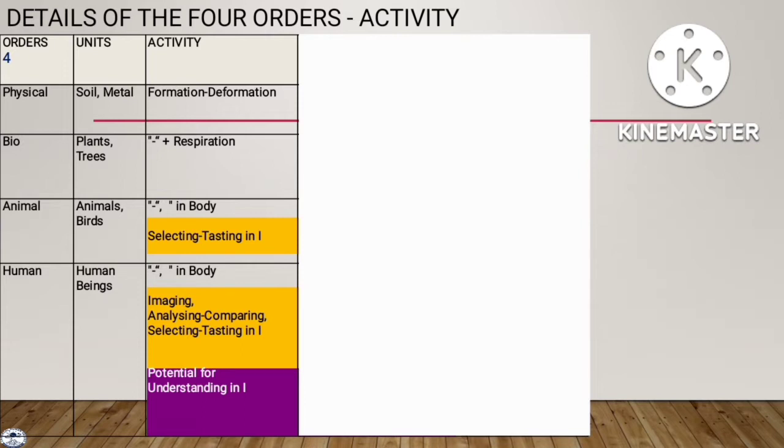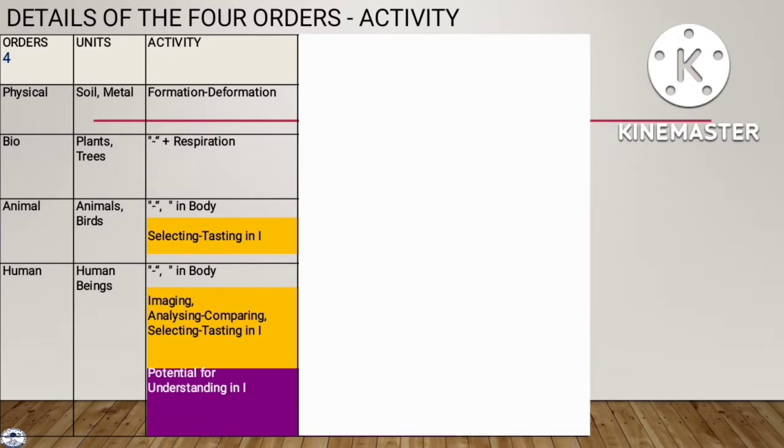So let's take for example soil, metal, mineral, gases. All these are found in physical order. So they are the units of physical order. Stones. Whatever non-living things we find, we call them and they come under physical order.